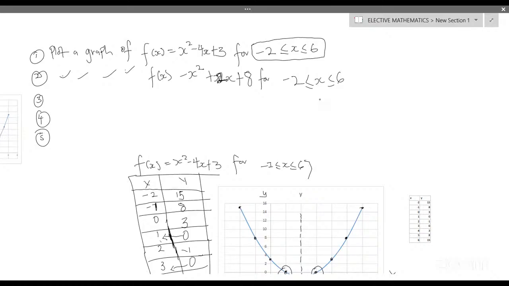So do question 2. The table, when you're done with the table, let me know. And I've shown you a short way to use the table using your calculator. Okay. So try it and let me see.